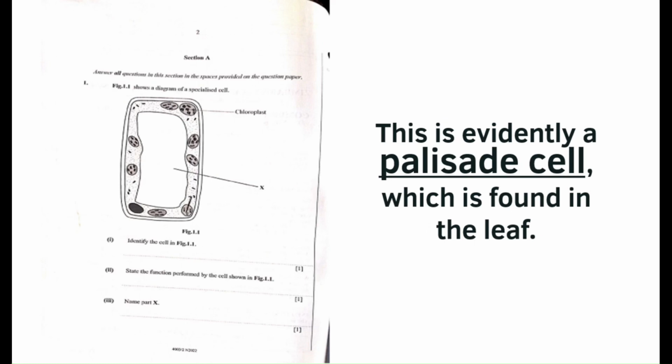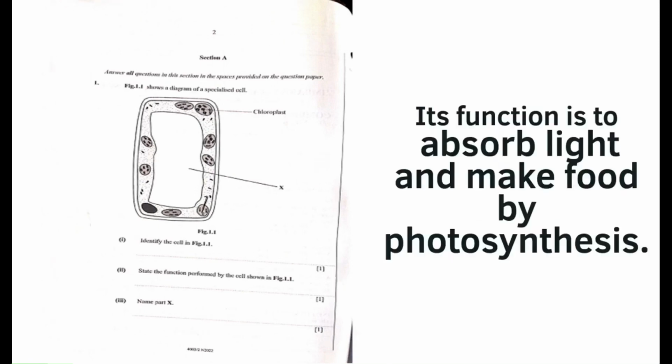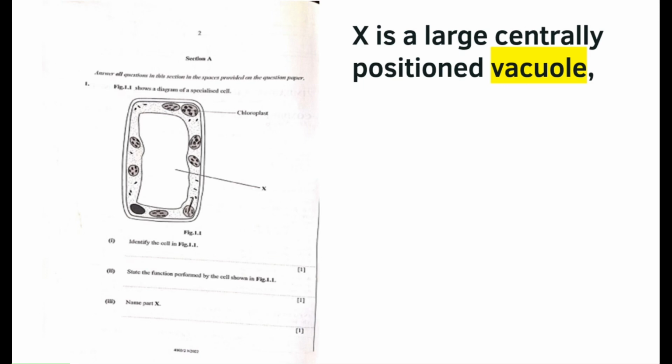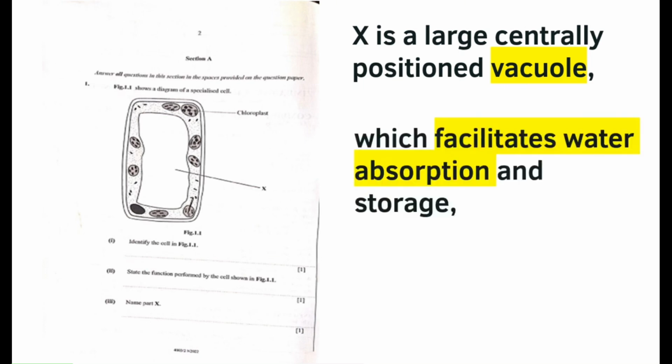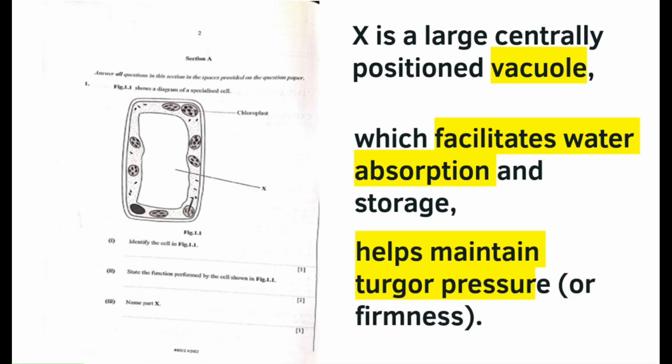So you can obviously see that this cell is a palisade cell, which is found in the leaf. So that one is a palisade cell. Its function is to absorb light and make food by photosynthesis. All right. The part X there is largely centrally positioned, so it is a vacuole. Its function is to absorb water and is a storage for nutrients, for minerals, etc. So because of that, it helps to maintain the turgor pressure or the firmness of the cell.